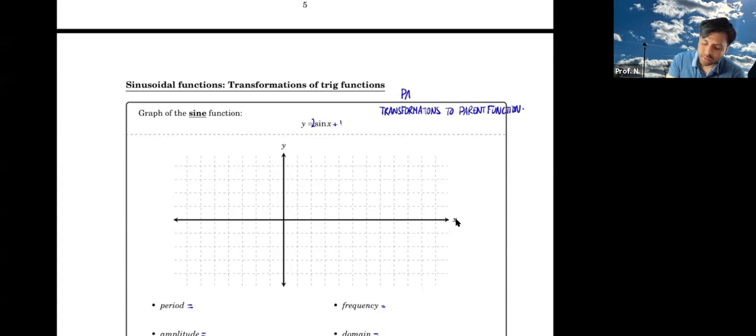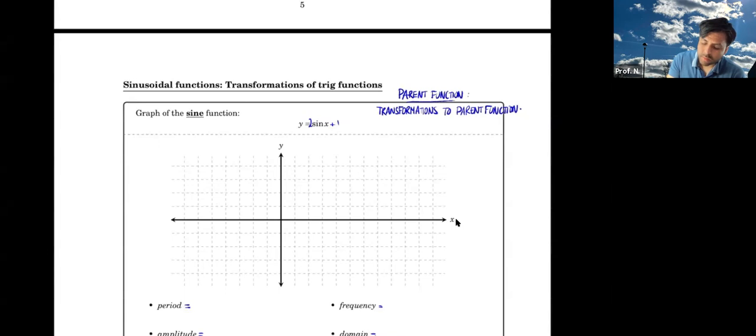So what's my parent function to begin with? Obviously, it is y equals sine, right? Now, what are the transformations that I'm applying? There's only 2 of them that I'm applying. So what are they? So if I put a 2 in front of sine and I add a 1, what do these numbers here represent? What kind of transformations are we speaking about? So what does the 2 do here?